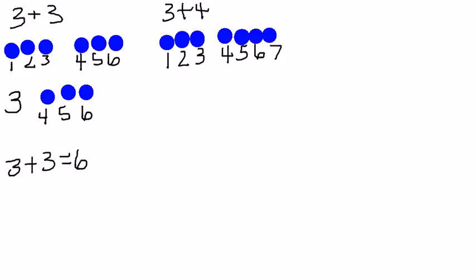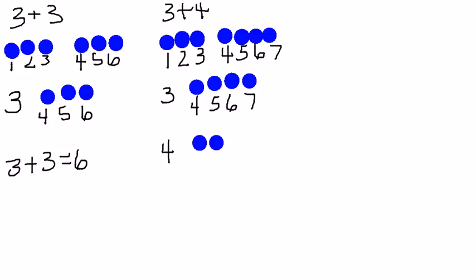Students might also use the counting on strategy from 3 and say 4, 5, 6, 7. They might also count on from 4 and say 5, 6, 7.